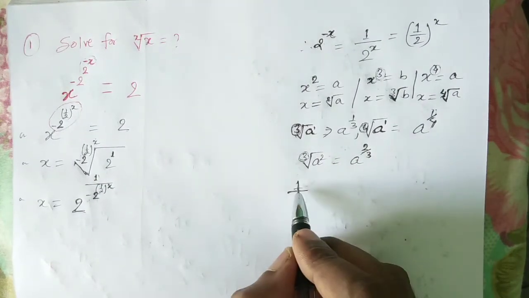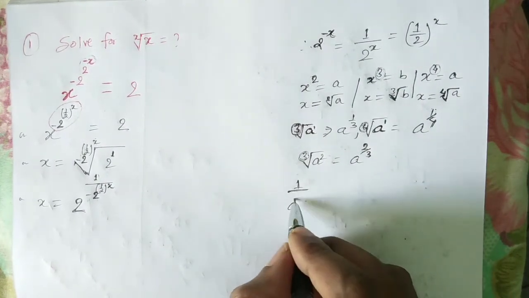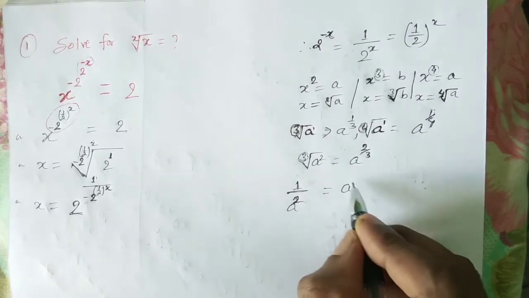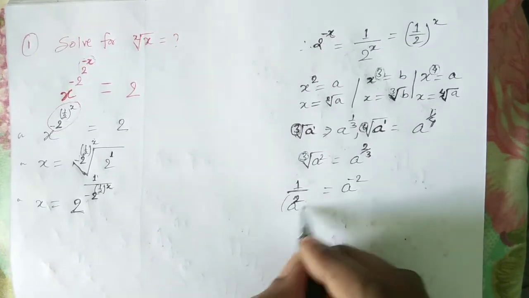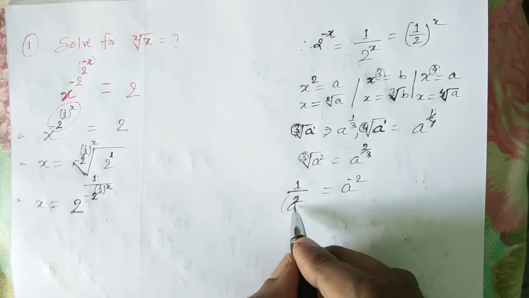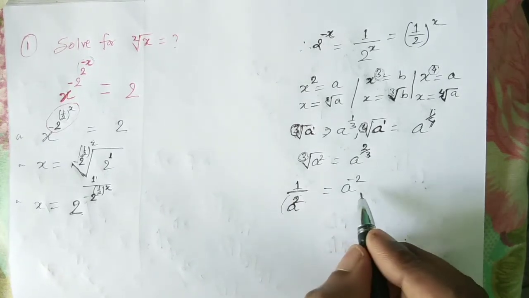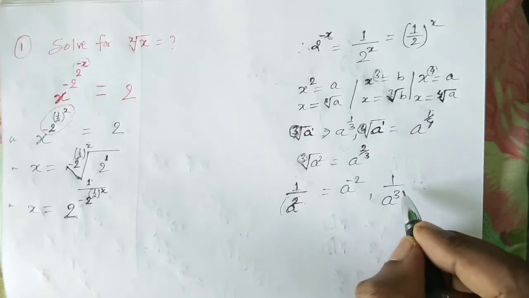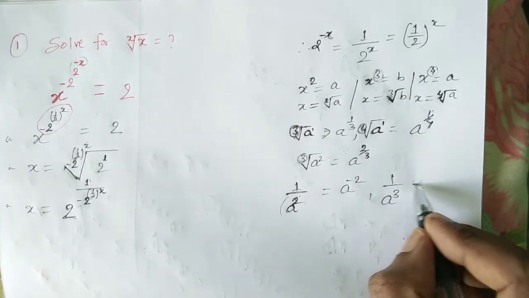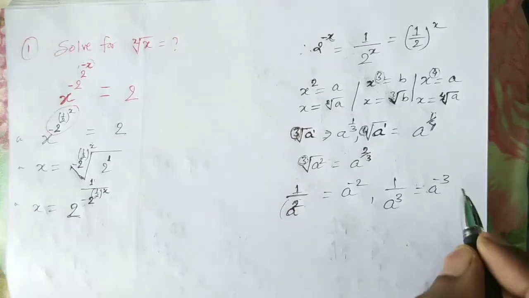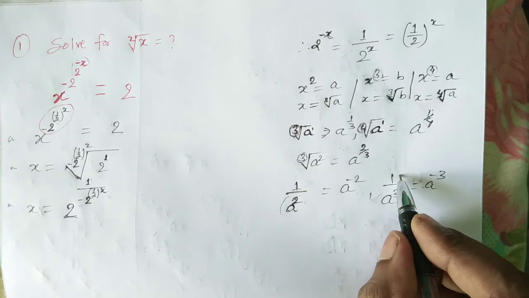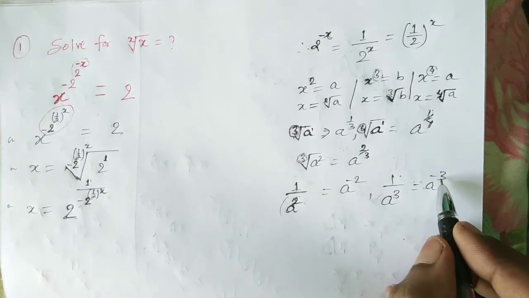Now if we have 1 by a to the power 2, then this can be written as a to the power minus 2. If we bring it to the numerator, then this will be written as a to the power minus 2. This is the law of indices. And suppose we have 1 by a to the power 3, then this can be written as a to the power minus 3. So if we bring it to the numerator, then this will have negative power here.